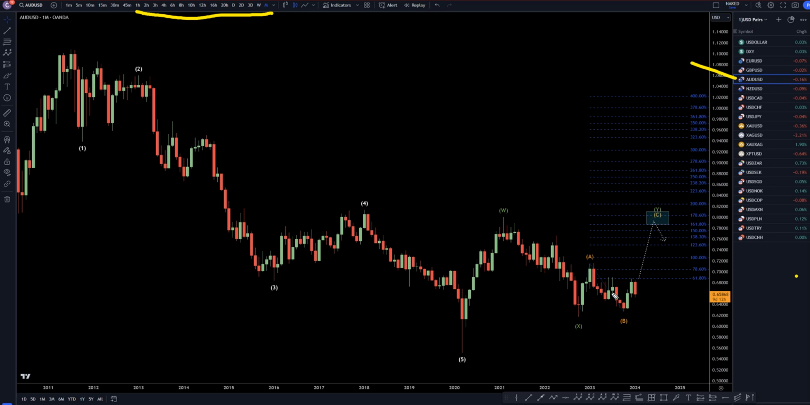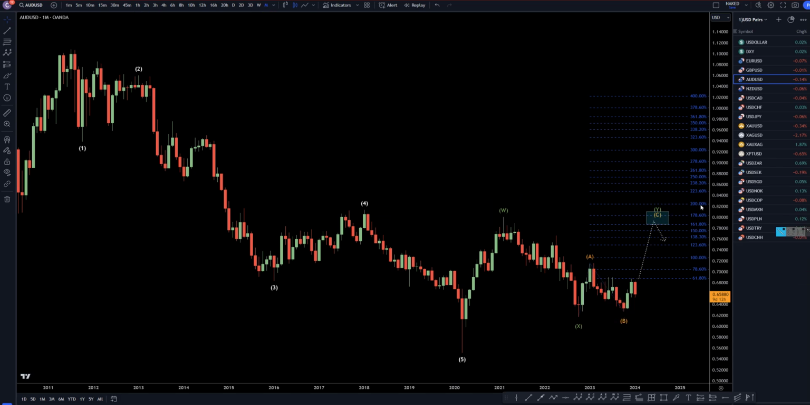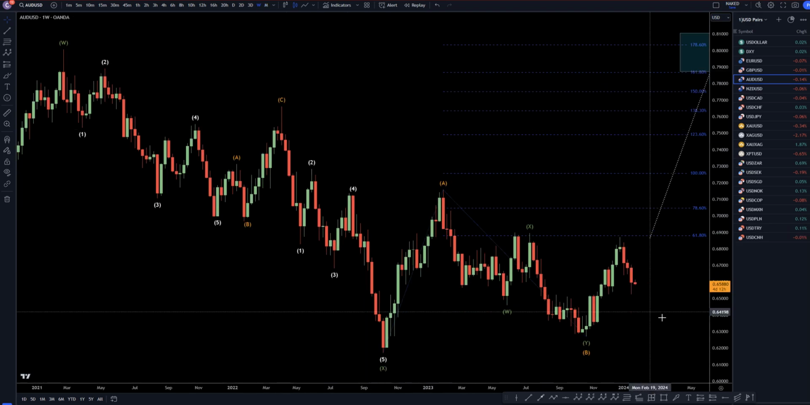So, on the Aussie dollar, I'm still a big believer that this is an ABC forming, which I think is part of a W, X, and Y pattern. Most likely, if this is an ABC of Y, it's going to go up and take out the high of wave W and probably the high of this wave 4 back here, most likely going up to at least a 161, probably someplace between the 200 and the 161% Fibonacci extension of wave A, projected off the bottom of wave B. So let's take a look at that on the weekly time frame.